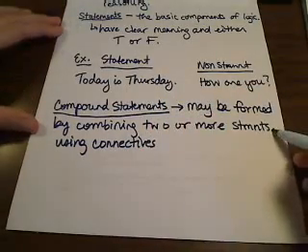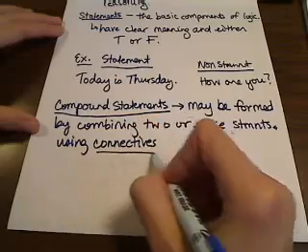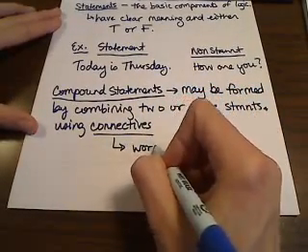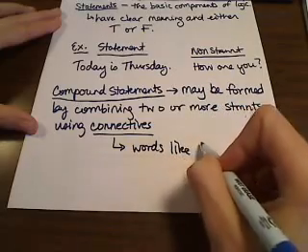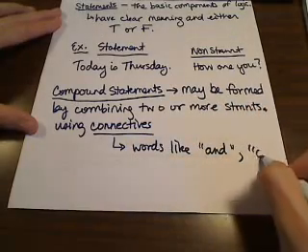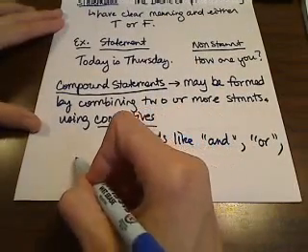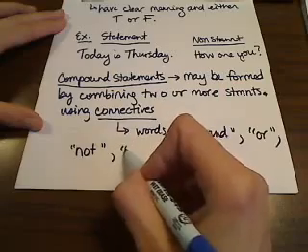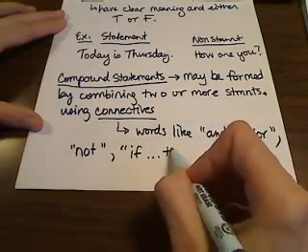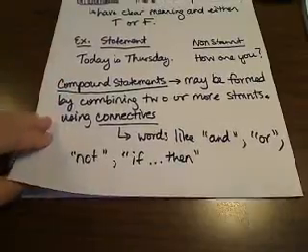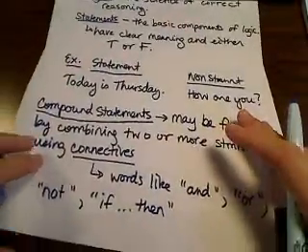Using connectives, and connectives would be things like, these are words like and, or, not sometimes, and sometimes the if-thens. Okay? All right. So let's just take a look at an example.